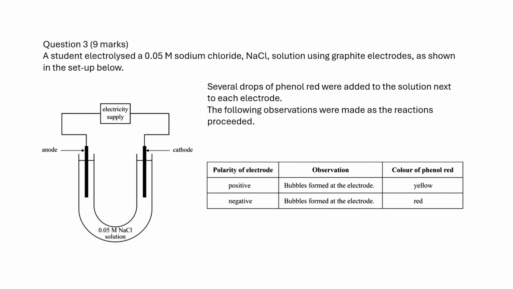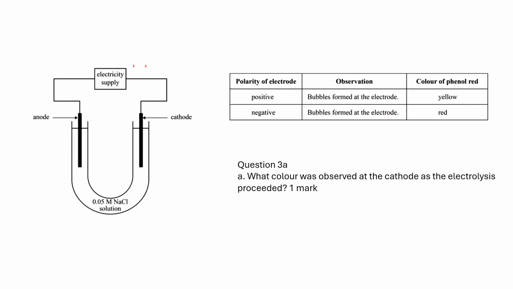A dilute sodium chloride solution is electrolyzed with graphite electrodes. Several drops of phenol red were added to the solution next to each electrode. The negative electrode of the power supply is connected to the cathode of the electrolysis cell. So, the color at the cathode is red.